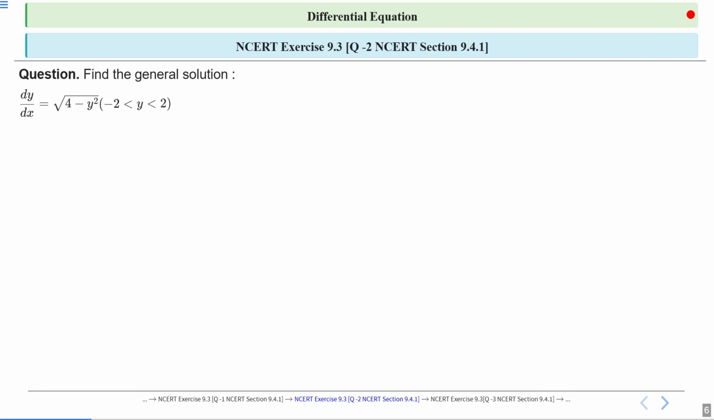Now question 2 is: find the general solution. The differential equation is dy by dx is equal to root under 4 minus y square, and y varies from minus 2 to 2. So just apply the variable separable method. Separate the variable and then integrate to find the solution.